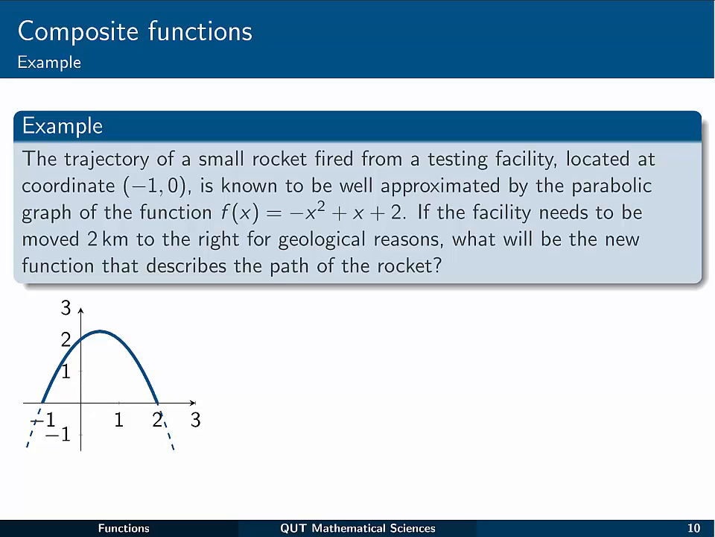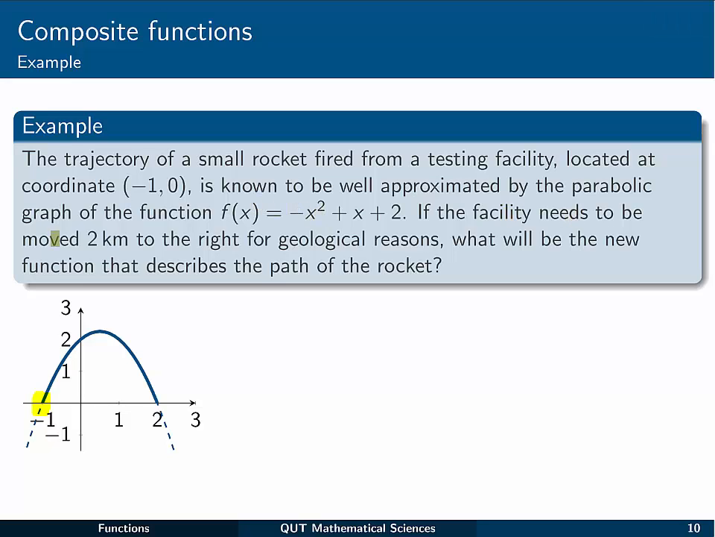Okay, so I hope you've had a read. Basically, we've got the trajectory of a small rocket fired from a testing facility located at this point right here, minus 1, 0. It's known to be well approximated, the trajectory that is, by the parabolic graph of the function. So you can see there is the graph, f of x equal to minus x squared plus x plus 2. So that there is the graph of that function.